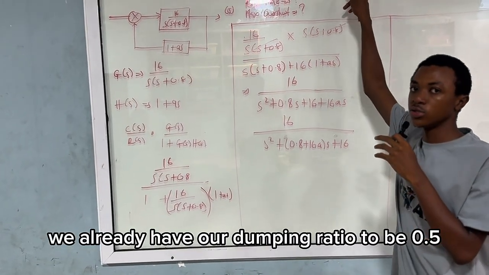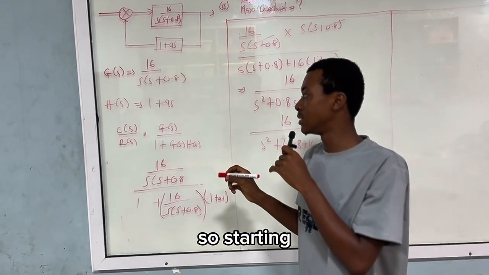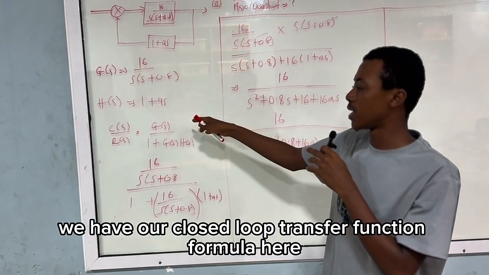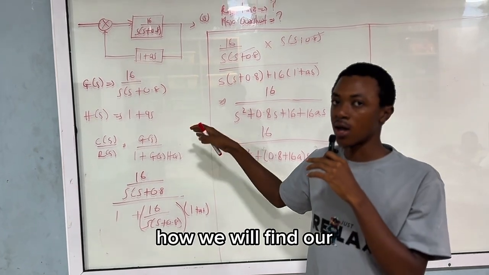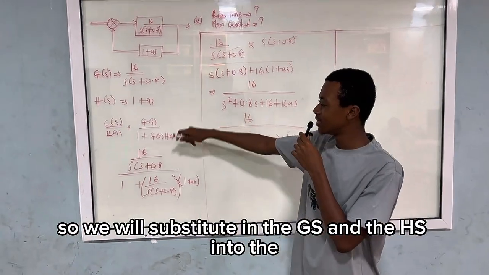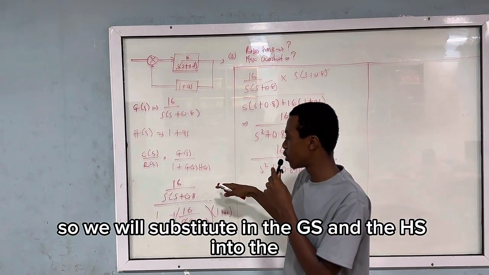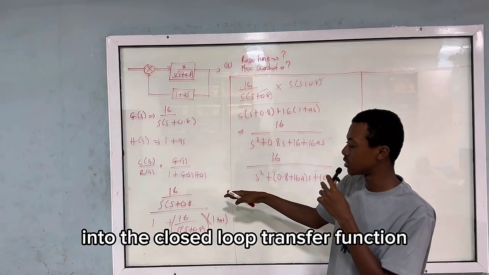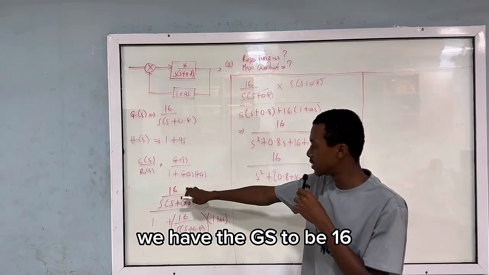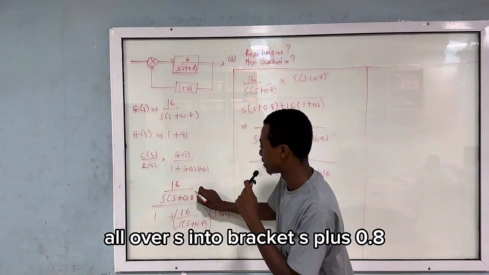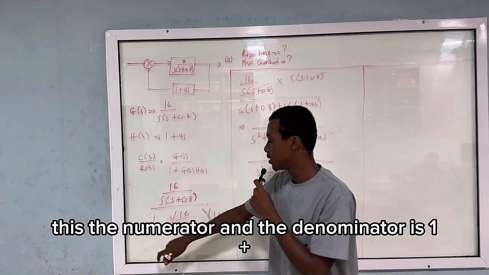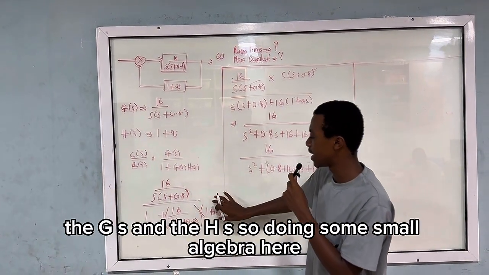We already have our damping ratio to be 0.5. So starting, we have our closed loop transfer function formula here. This will help us to analyze how we will find our rise time and the maximum overshoot. So substituting the G(s) and the H(s) into the closed loop transfer function to analyze the control system, we have the G(s) to be 16 over s(s + 0.8). This is the numerator, and the denominator is 1 plus G(s)H(s).